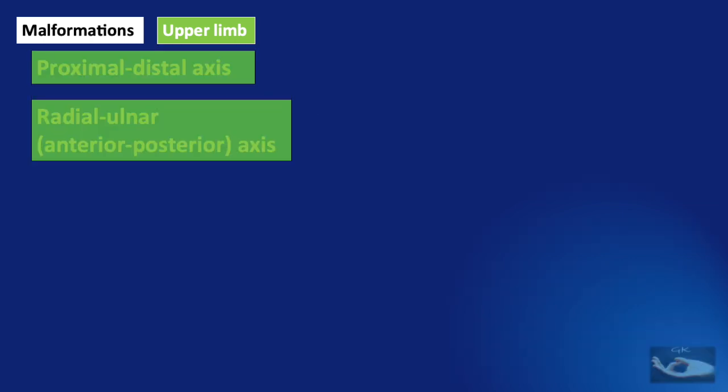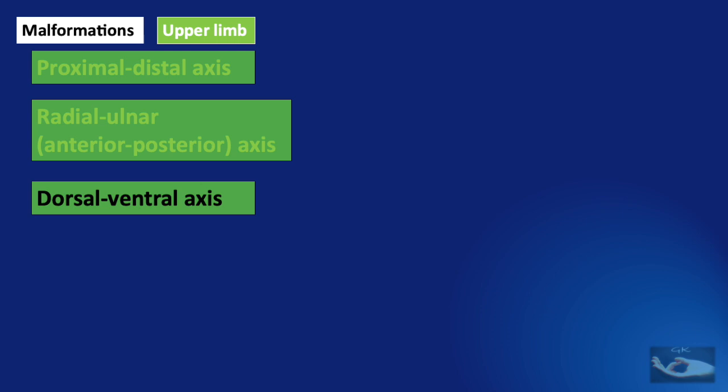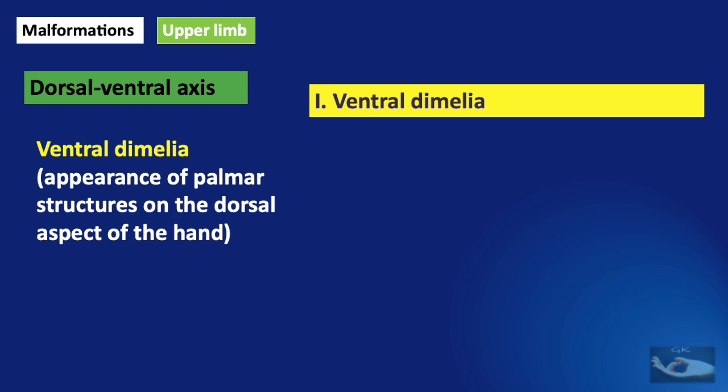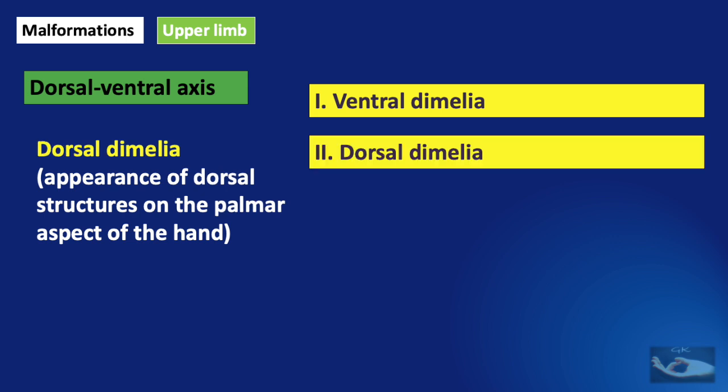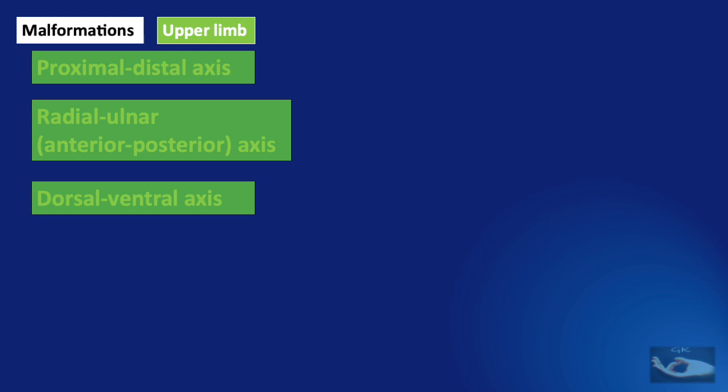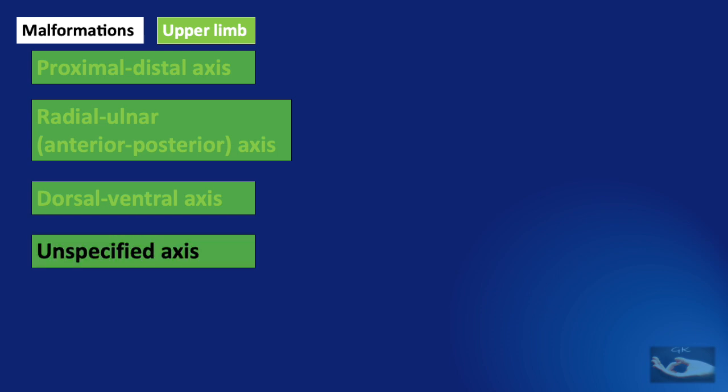The third described category of malformations involving the entire upper limb refers to involvement of the dorsal ventral axis. Involvement of this axis could present either as ventral dimelia, that is, appearance of palmar structures on the dorsal aspect of the hand, or dorsal dimelia, that is, the appearance of dorsal structures on the palmar aspect of the hand. Apart from the 3 described axes, the malformations involving the entire upper limb could involve any unspecified axis also.